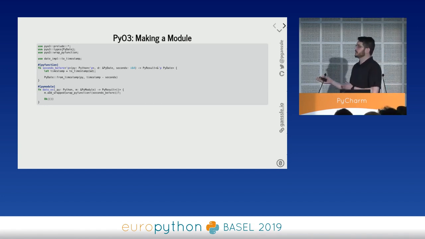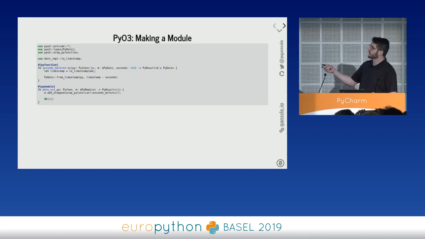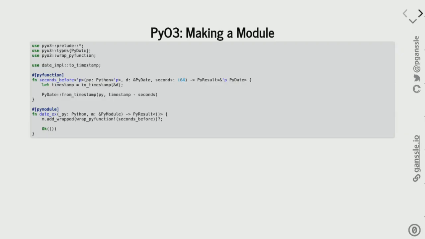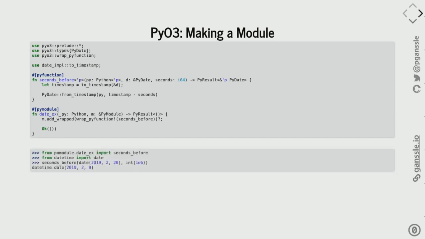This is how you would use it. You would use your PyFunction procedural macro. Here is an implementation of something that just takes some seconds and then gives us a date that was that many seconds ago. So this first block is a Python function, and then I have to expose it in a module. So I create this function which initializes the module, and I decorate it with this PyModule procedural macro, and I just add my existing function, and then I can call the function, and it just works.